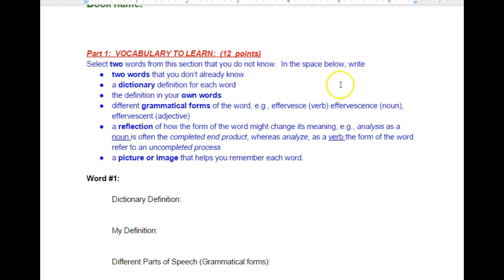So for example, when we look at analysis, that's a noun, and we think of the end product. Whereas analyze, the action, is really an ongoing, uncompleted piece. So even though the grammar is different, they're the same root word, you do have a slightly different meaning because of the form. And then the last thing is finding a picture or an image that reminds you of the word, because our brains sometimes think in images more than they think in words. Different people, different ways of learning.